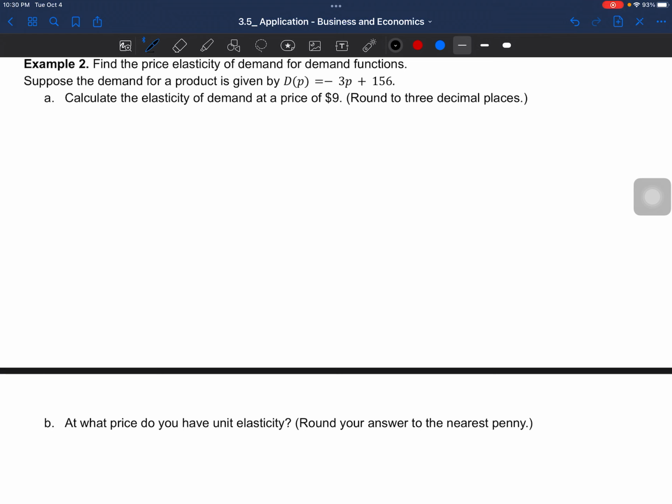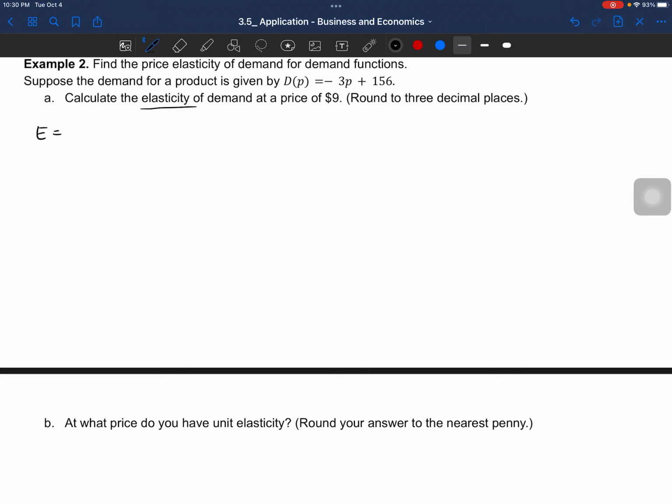All right, welcome back. So we're gonna try a new example here. We're gonna find the price elasticity of demand for the demand function. Let's suppose that the demand for a product is given by the function D of p equals negative 3p plus 156. Let's begin by calculating the elasticity of demand at the price of $9.